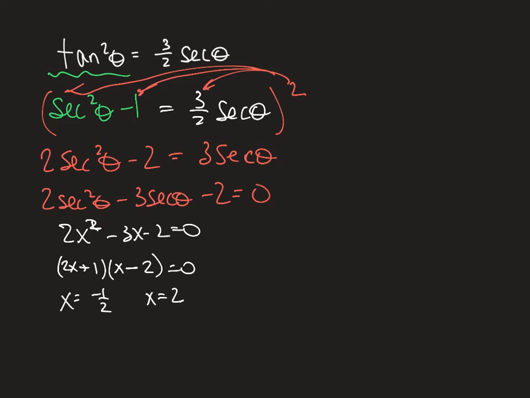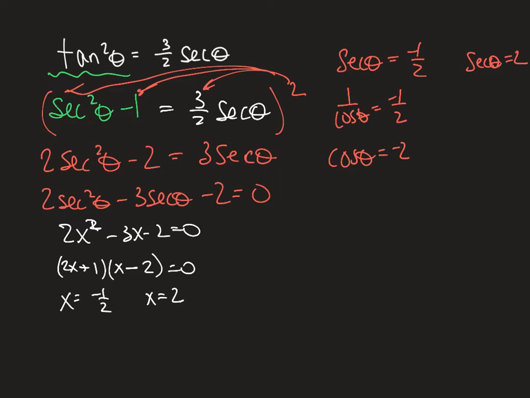Remember, x stood for secant, so when I go do this, I'm going to switch back over to red. So I get secant of theta equals -1/2, and secant of theta equals 2. Please remember, guys, secant is 1 over cosine. I say that a lot. I'm very sorry. For -1/2, when I cross multiply and divide to solve that, I would get cosine of theta equals -2.